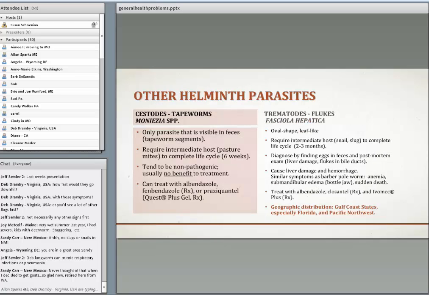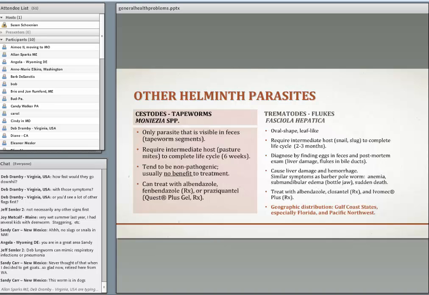Okay, so those were the roundworms. Now we have the flatworms, cestodes, and then the flukes. Okay, so tapeworms. Tapeworms are the only parasite that we can actually see in the feces. Normally we use the feces to see if there are any eggs in there, and of course that's microscopic, so we can't see anything. But we can see tapeworm segments in the feces. And what that tells us is, yes, the animal is infected with tapeworms, just like if we see eggs in the feces, that means that animal is infected with that parasite.